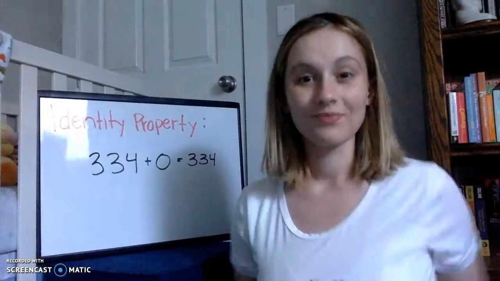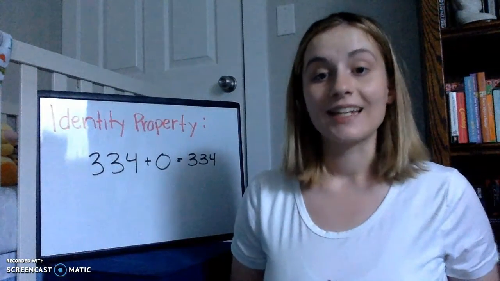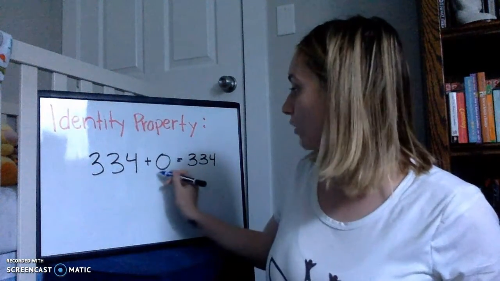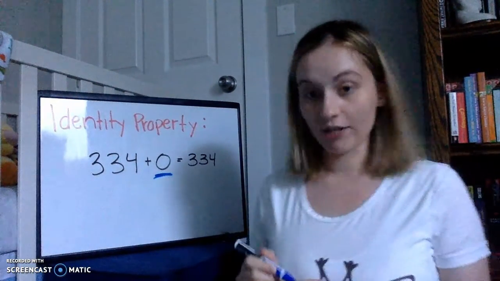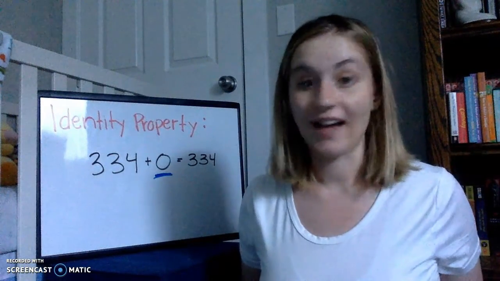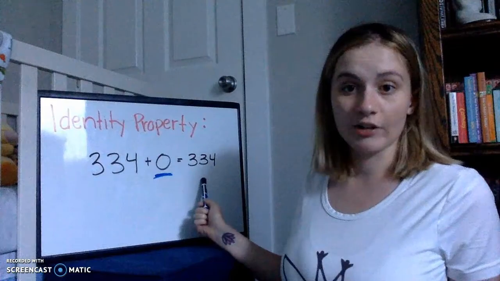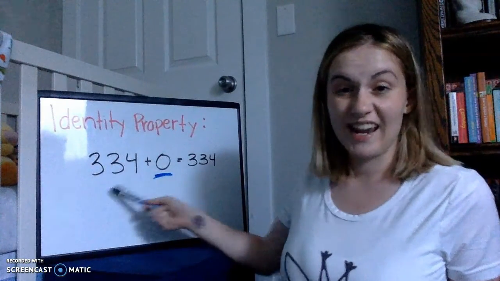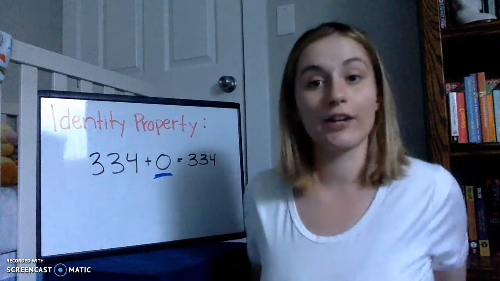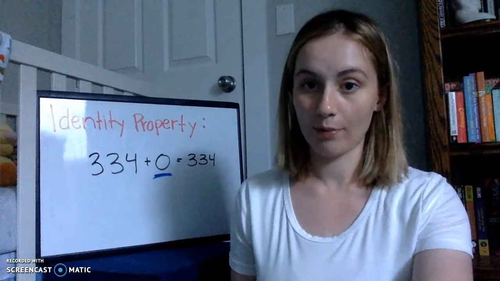Perfect, let's keep going. Our next addition property is the identity property. The addition identity property deals with the number 0. That 0 doesn't steal the identity of any other number if you add it in there. So 334 plus 0 is still 334. The 0 didn't take 334's identity. It's still the same, it's still 334, it didn't change. That's the addition identity property.